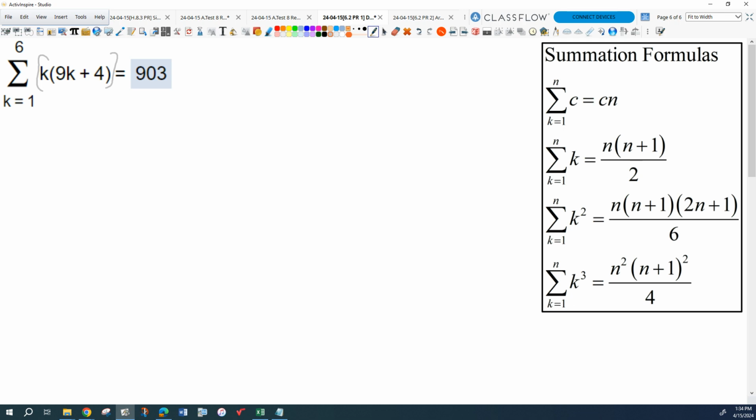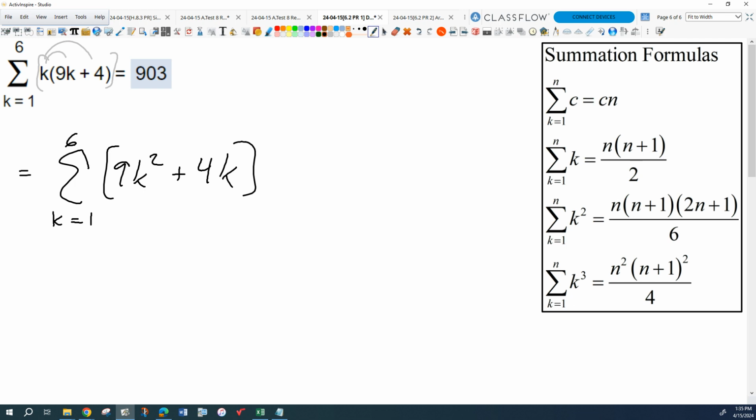Okay, but now when we separate them, we've got to be careful about this, because there are two things that you could imply, and only one of them is legitimate. You can't separate the factors, right? That's not a property we have, but you could distribute and separate the terms. See what I'm saying? Okay, so if we distribute the k, then this whole thing becomes the sum of 9k squared plus 4k from 1 to 6, right?